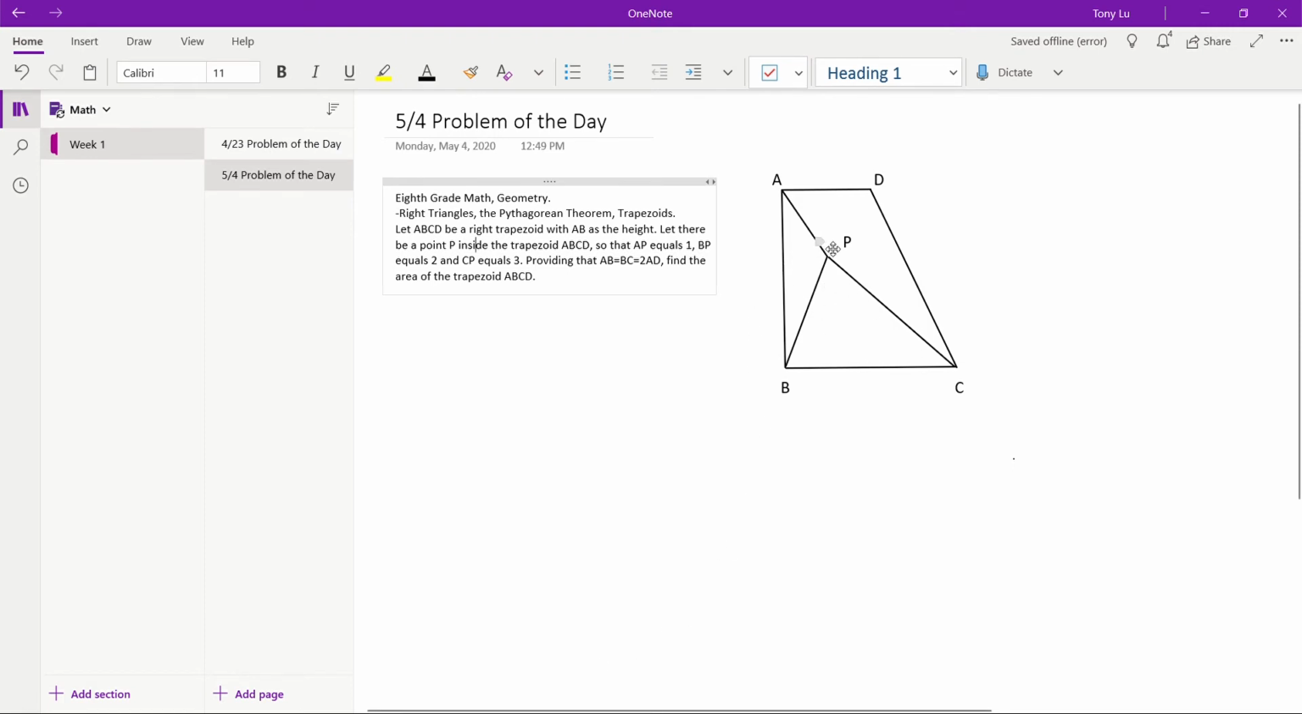In order to find the area of the trapezoid ABCD, we need to know at least one of AB, BC, and AD, because then we will know the two bases and the height, which is going to enable us to figure out the area.